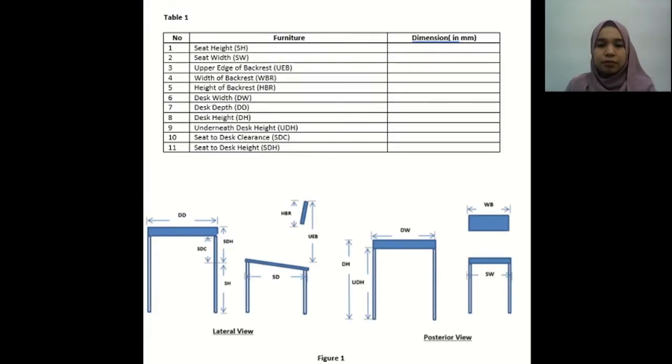Okay, now let's proceed to the first process, where you have to measure the furniture dimensions. All the measurements should be in millimeters. There are 11 furniture dimensions that you have to measure, such as the seat height, seat width, upper edge of backrest, width of backrest, the height of backrest, desk width, desk depth, desk height, underneath desk height, seat to desk clearance, and also seat to desk height.